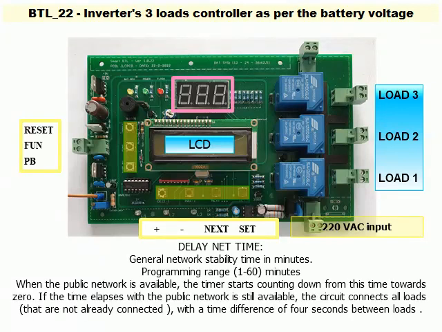Delay net time. General network stability time in minutes. Programming range, 1 to 60 minutes. When the public network is available, the timer starts counting down from this time towards 0. If the time elapses with the public network still available, the circuit connects all loads that are not already connected, with a time difference of 4 seconds between loads.